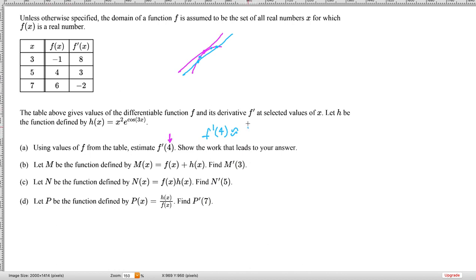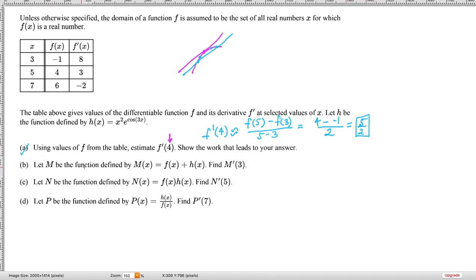So the slope of the secant line when x is 3 and when x is 5 is f of 5 minus f of 3 over 5 minus 3. And then this equals f of 5 they give me as 4, and then f of 3 they give me as negative 1 over 2. This is going to be 5 over 2. And that's part A.